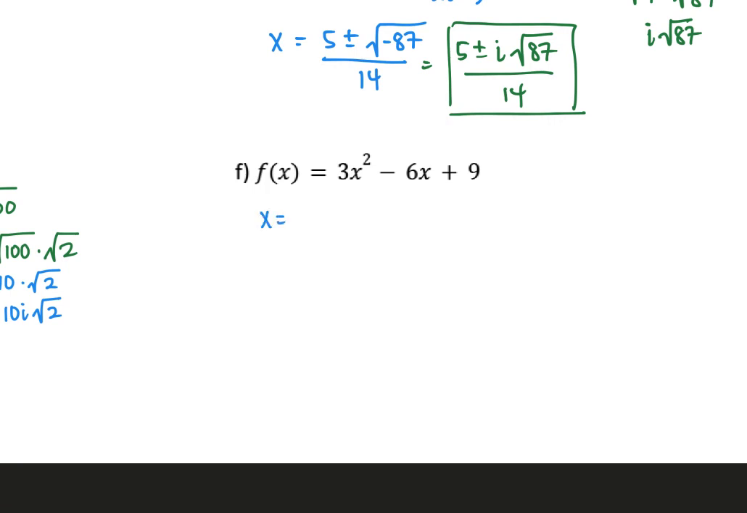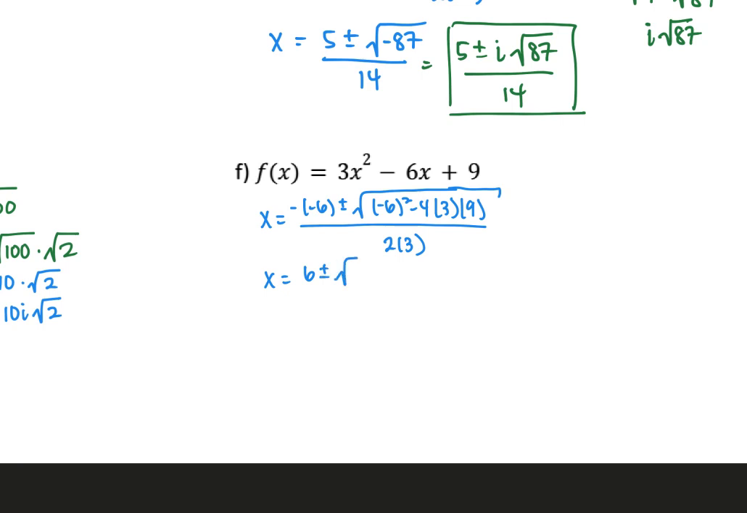All right, now for this last one, negative b plus or minus the square root of b squared minus 4 times a times c all over 2 times a. All right, so now we have 6 plus or minus the square root of negative 72 over 6. Now we're going to simplify our radical.